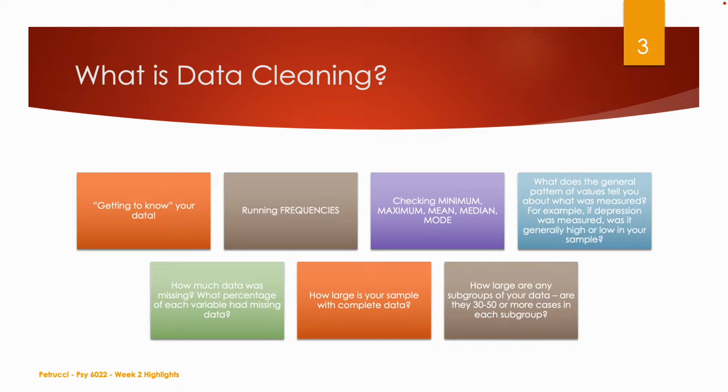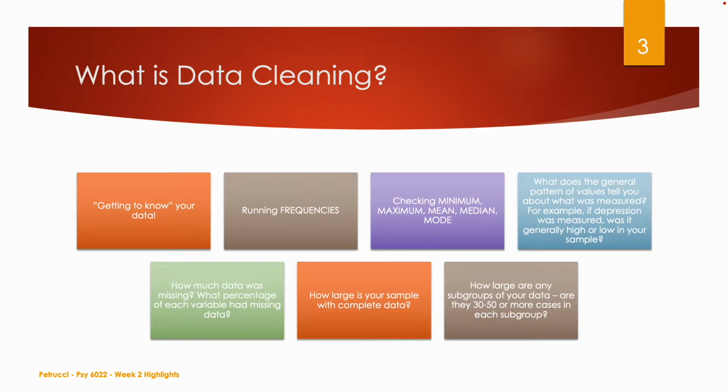We're also looking at how much data was missing. What percentage of each variable had missing data? Was it 1 or 2%? Was it 5%? Was it 25%? We're also looking at how large our sample was that had complete data, and how large any subgroups of our data are. Were there, for example, at least 30 to 50 or more cases in each subgroup?